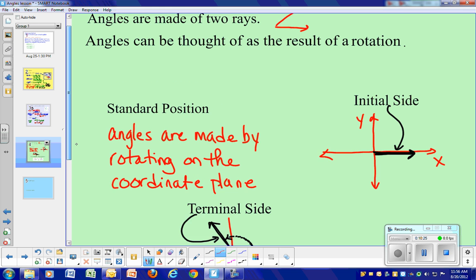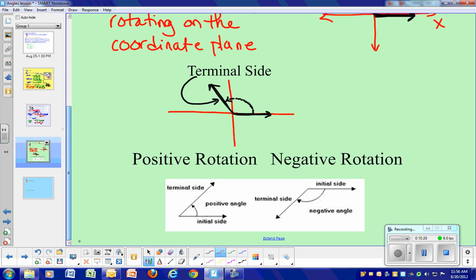When we rotate this direction, that is a positive rotation. Here's our initial side over here. When we rotate this way, that's a negative rotation. Some people would call this one clockwise and this other one counterclockwise. But if those words confuse you, just learn which way is positive and which way is negative and you will be fine. Okay? So positive versus negative, also very, very important.